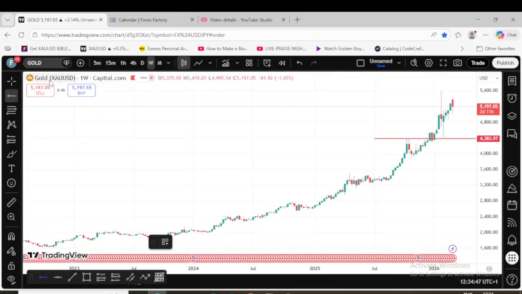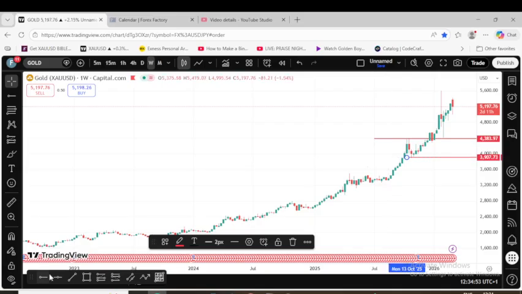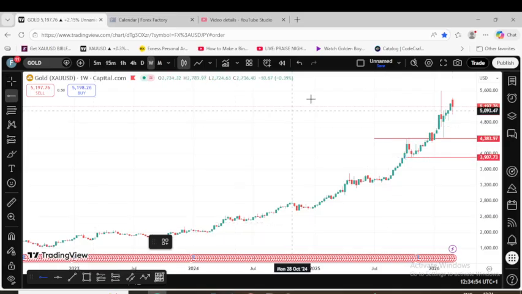Anyways, today we're going to be doing some top to bottom analysis on gold XAUUSD. If you are among the people who are up to date on news, you know that there's been a bombing between one Middle Eastern country and another Middle Eastern country.